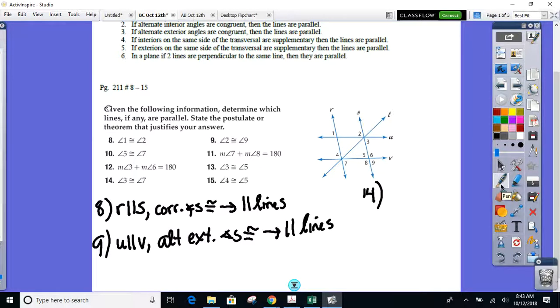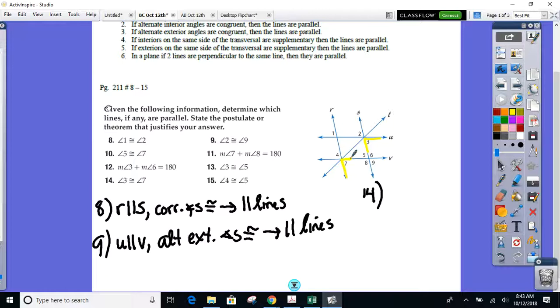What lines are parallel if 3 and 7 are congruent? 3 and 7. All right, here we go. You know what I'm going to do? Here's 3. Here's 7. Do they have a common ray? If they do, let me know what it is. What is it? T?